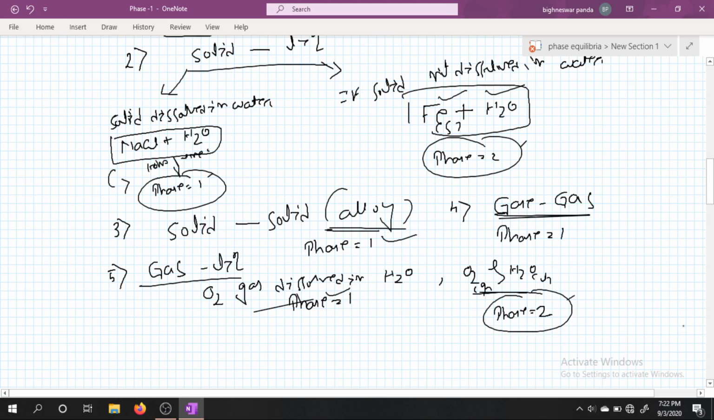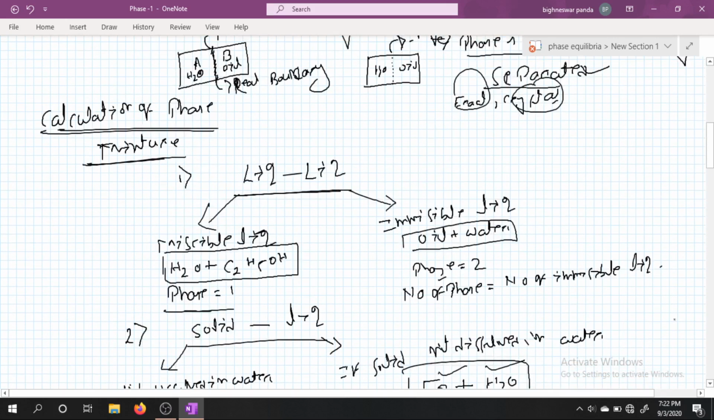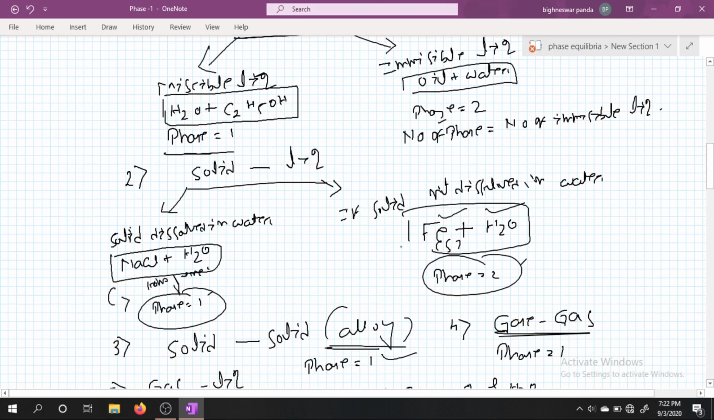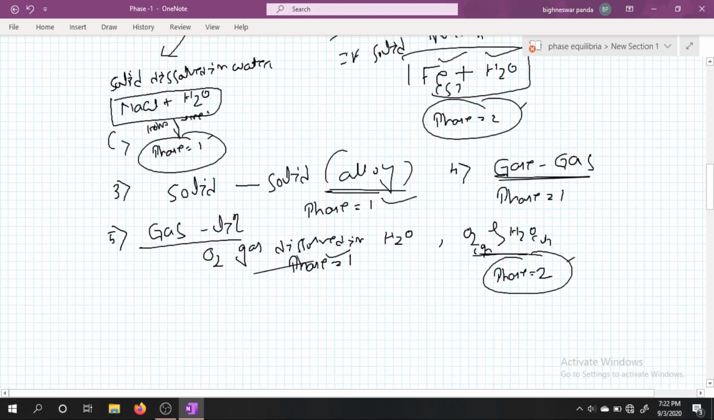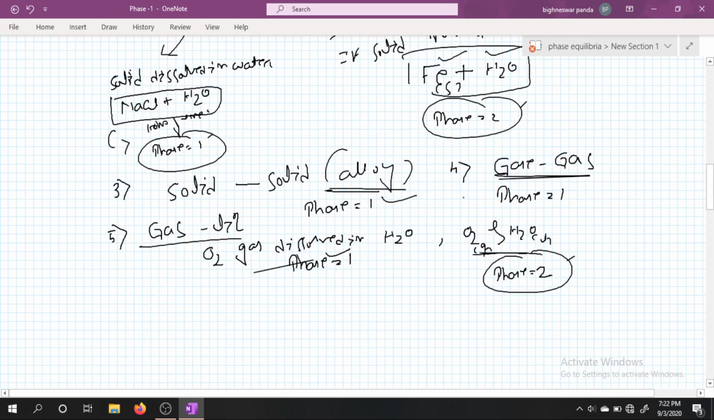So in order to know the phase, we have to deal with what type of mixtures are present. First we have liquid. If there are miscible liquids, then phase equal to 1. Immiscible liquids, phase equal to 2. Solid-liquid: if the solid is dissolved in any solvent, then phase is 1. If the solid is not dissolved in water, then the phase is 2. Solid always phase equal to 1. Gas phase equal to 1. Gas and liquid: if O2 is dissolved in water, then the phase is 1. But if O2 and water are present in a different manner, then phase equal to 2.